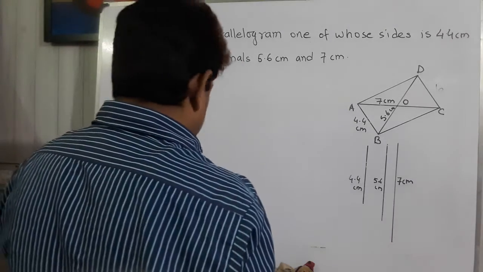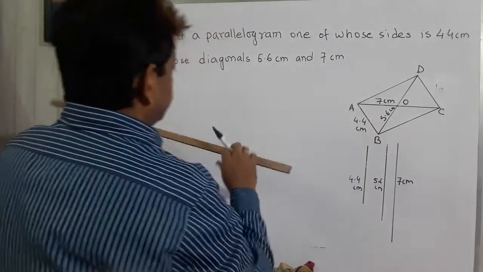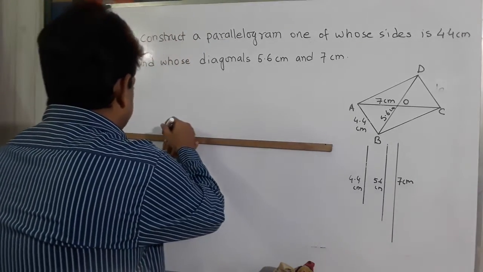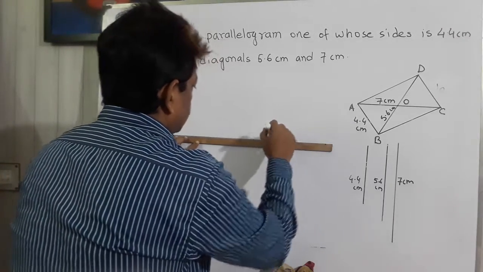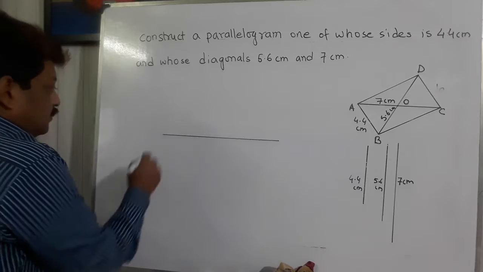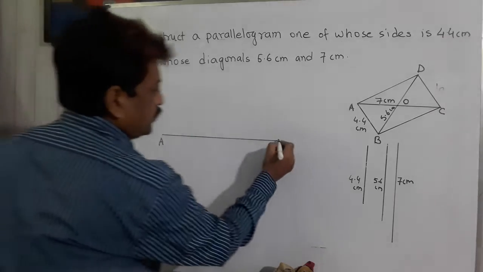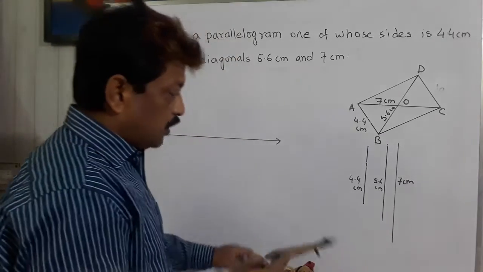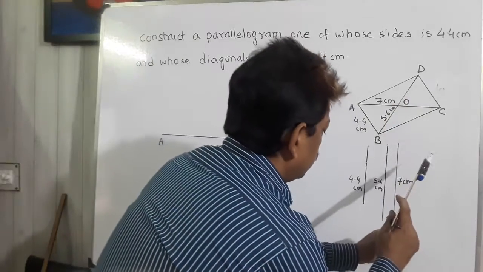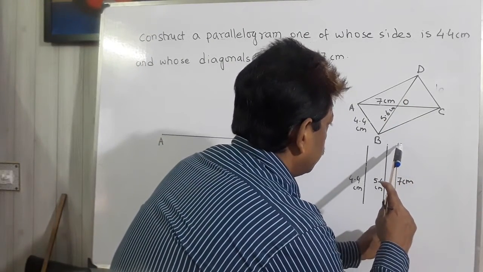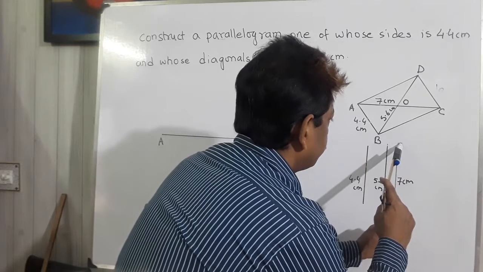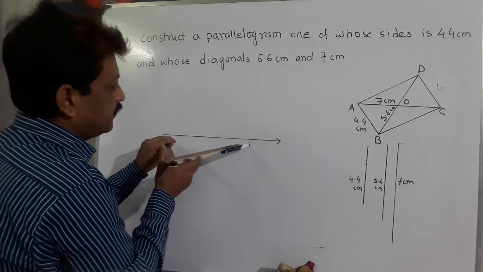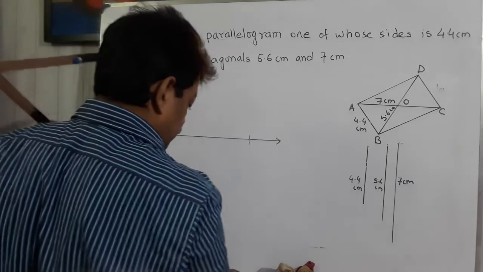Now first of all, I have to draw this diagonal AC. So I want to make the diagonal horizontal. It will help us during the construction. This is A, C is not known. You know the process how to find C. Since AC is 7 centimeter, I have to take an arc of radius 7 centimeter and place the compass here at A and then mark the point C. This is C.